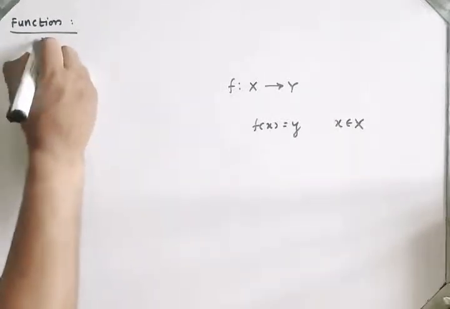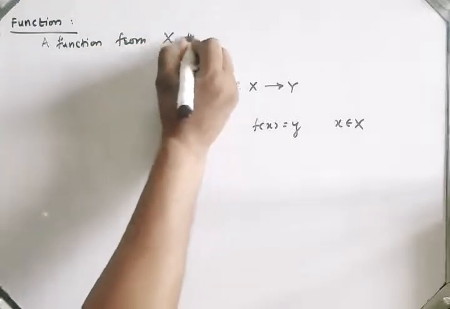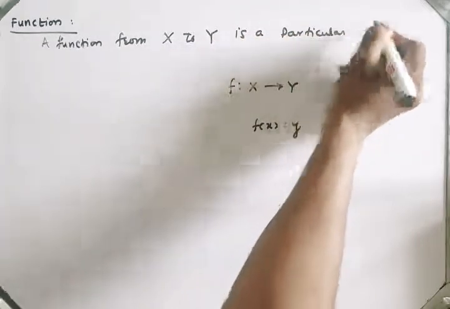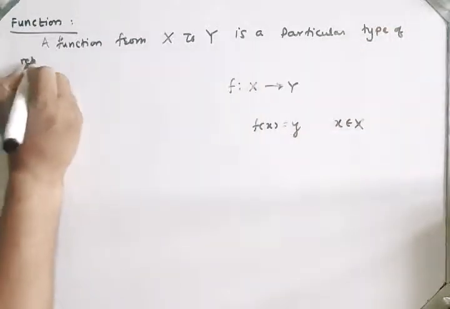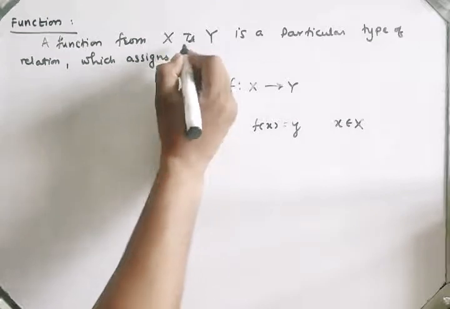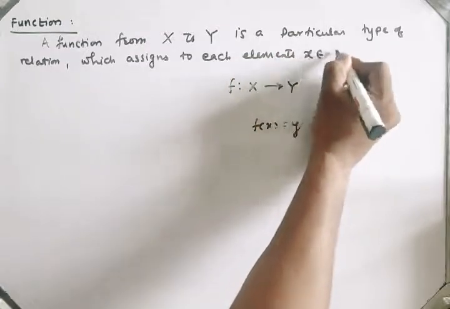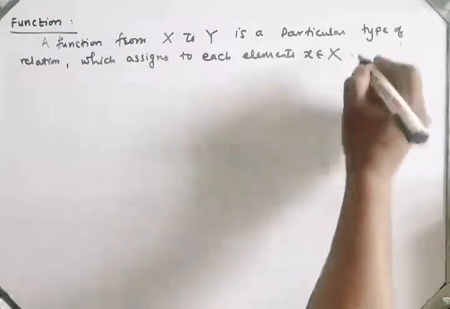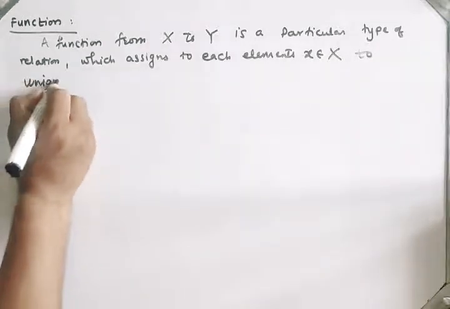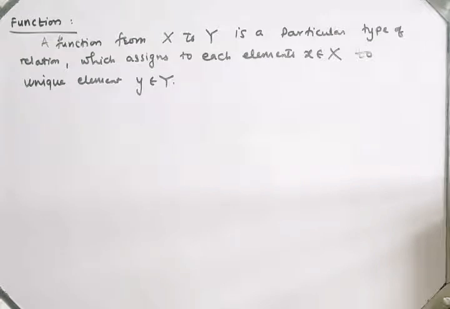A function from X to Y is a particular type of relation which assigns to each element x belonging to capital X a unique element y belonging to Y. Then we say that f from X to Y is a function.